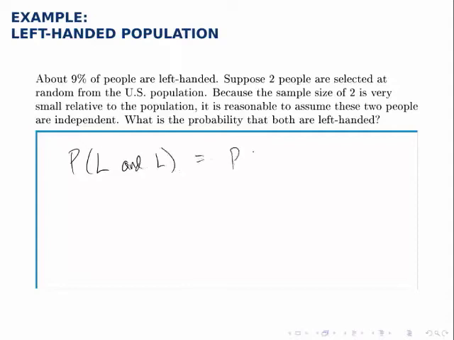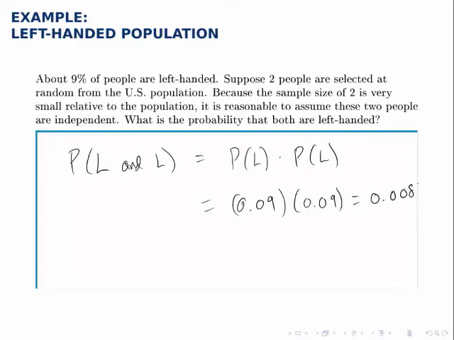Well, of course, we can assume that they're independent, so this probability is the product of the two individual ones. Since 9% of people are left-handed, the probability of drawing a left-handed person is 9%, or 0.09. So we multiply together 0.09 twice, and we get 0.0081. So there's a little less than 1% chance that these 2 people that we select randomly are both left-handed.